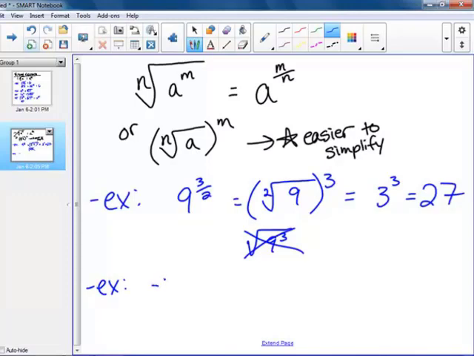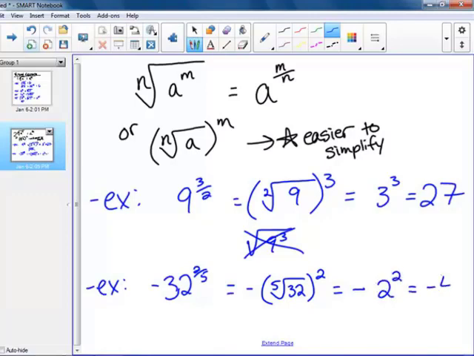Okay, how about this one? Negative 32 to the 2/5 power. Okay, so now the negative, that's just going to kind of hang out in front because it's not in parentheses, so I'm just going to leave the negative out front. So this is the 5th root of 32 and that is going to get squared. So negative stays out front. Fifth root of 32. What to the fifth power is 32? 2. 2 squared is 4. So my answer would be negative 4.